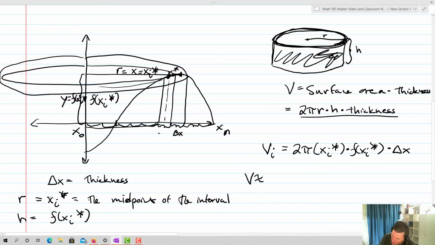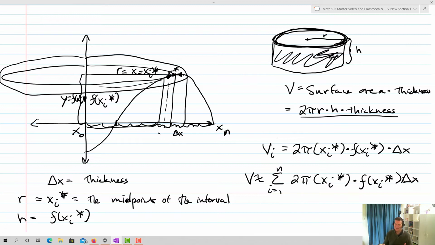So my volume is going to be approximately equal to the sum, i equals 1 up to n, of 2 pi times xi star times f of xi star delta x. So that's going to be an approximation for our volume. If you think about it, okay, cool, I get this. Look at that and think to yourself, well, what's the next step?